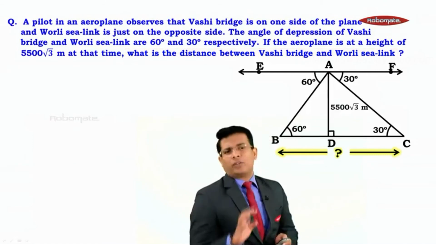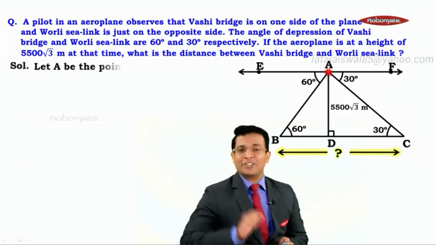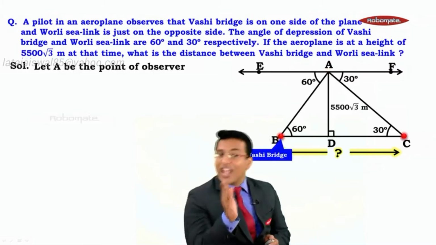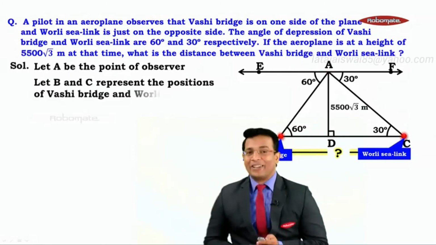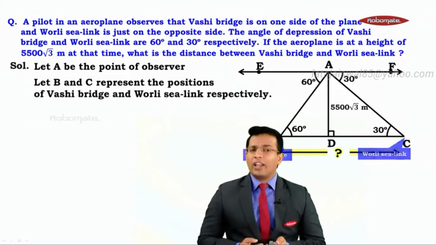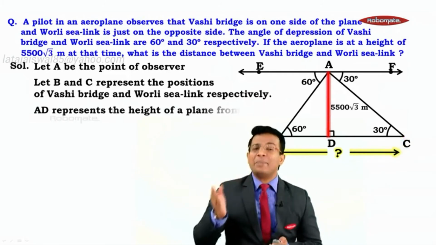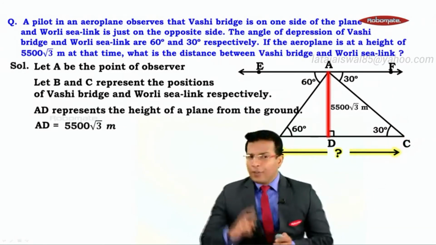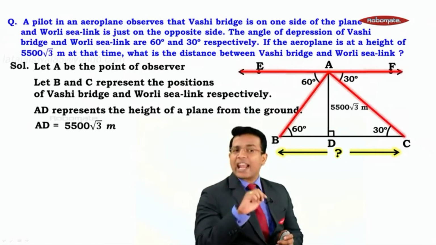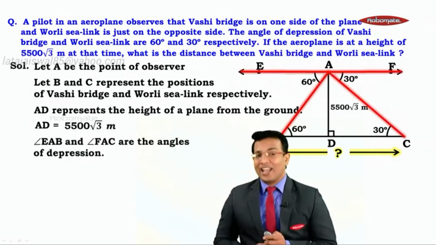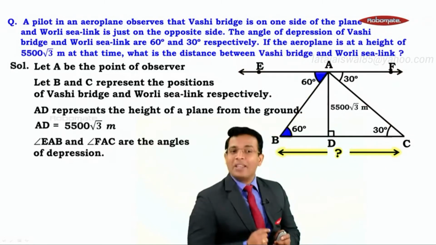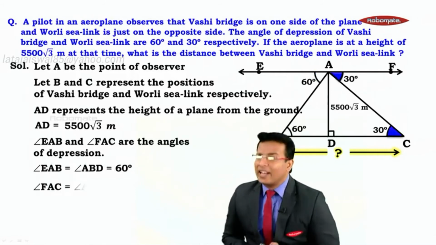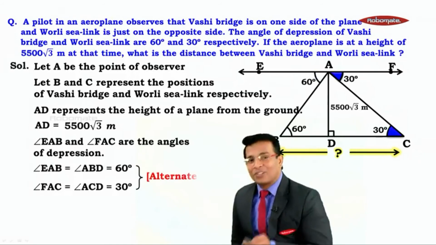Now let's do the description of the figure first. So we know that here A represents the point of observer. And here we know that B and C, these 2 points represent the Vashi Bridge and Worli ceiling respectively. Now let's move ahead. What else? We have the length of AD. What is AD? AD represents the height of the plane from the ground, which is given to us as 5,500 meter. We have two angles of depression here, that is angle EAB and angle FAC. They are the angles of depression, and from that we can say that angle EAB is equal to angle ABD is equal to 60 and angle FAC is equal to angle ACD is equal to 30. Why? Because they are alternate angles.